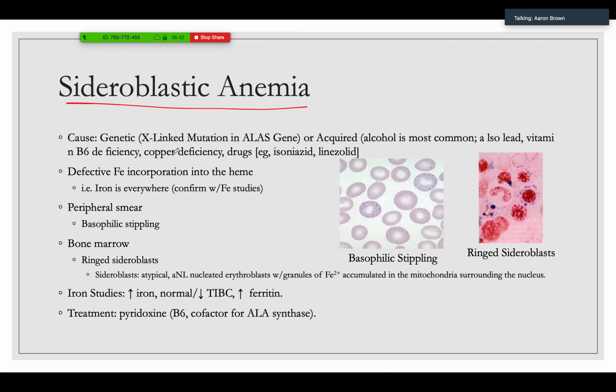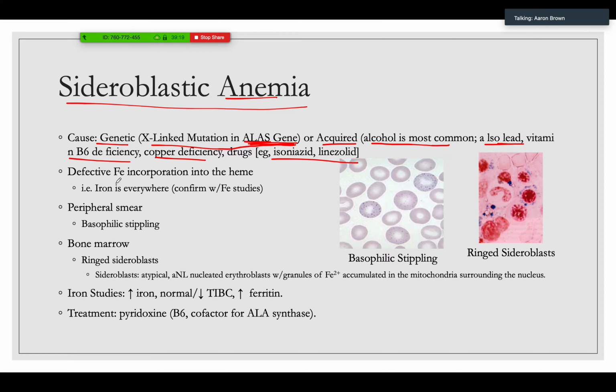Sideroblastic anemia. This is a genetic X-linked mutation in a gene that we need to make hemoglobin. The ALAS gene is one of the first. ALAS is an enzyme that makes hemoglobin. If we miss that gene, then we're going to have a type of anemia where we can't make hemoglobin. It's going to be microcytic. It can be acquired as well for our alcoholics, lead poisoning, vitamin B6 deficiency, copper deficiency, some drugs like isoniazid. These all will block the ability to make hemoglobin.